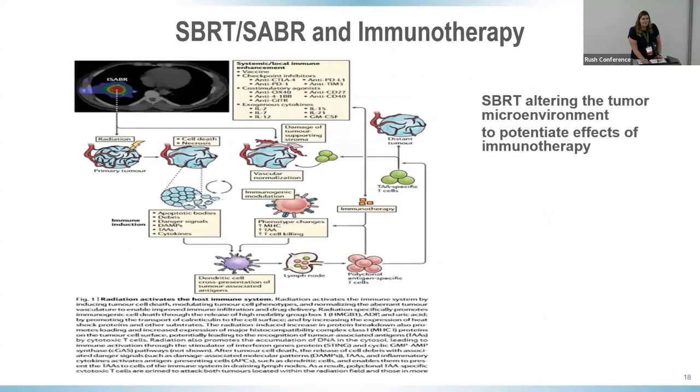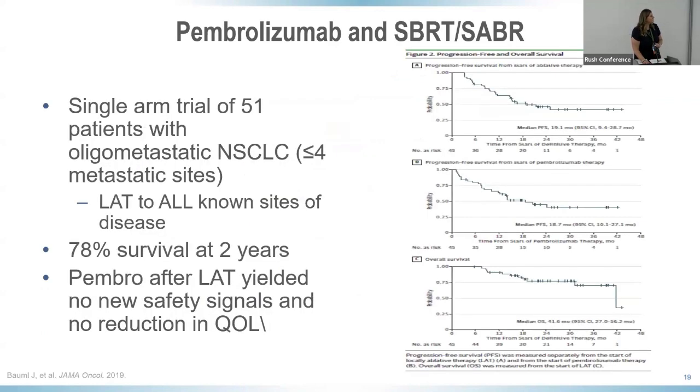So how do we look at SBRT in patients with immunotherapy? Well, once again, it's safe, and what we know is that it alters the tumor's microenvironment to potentiate the effects of the immunotherapy. So they work together to improve the results of the treatment.